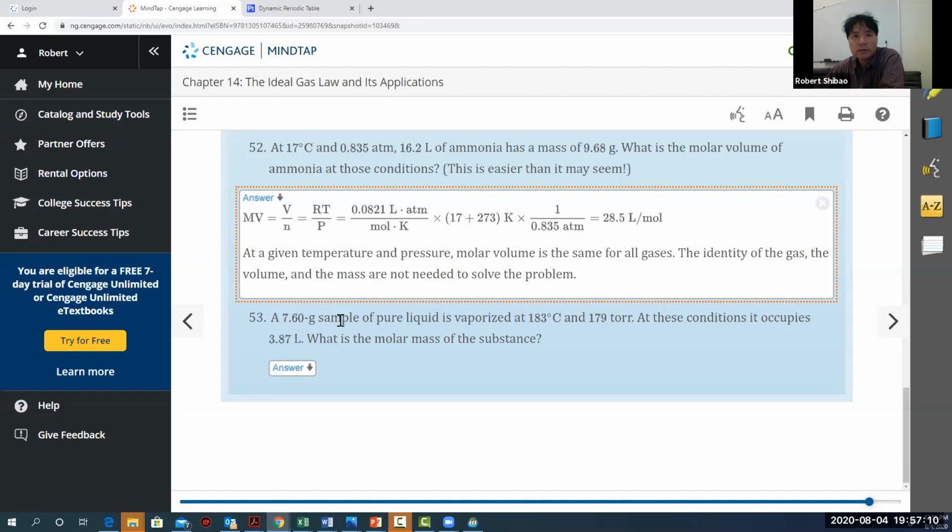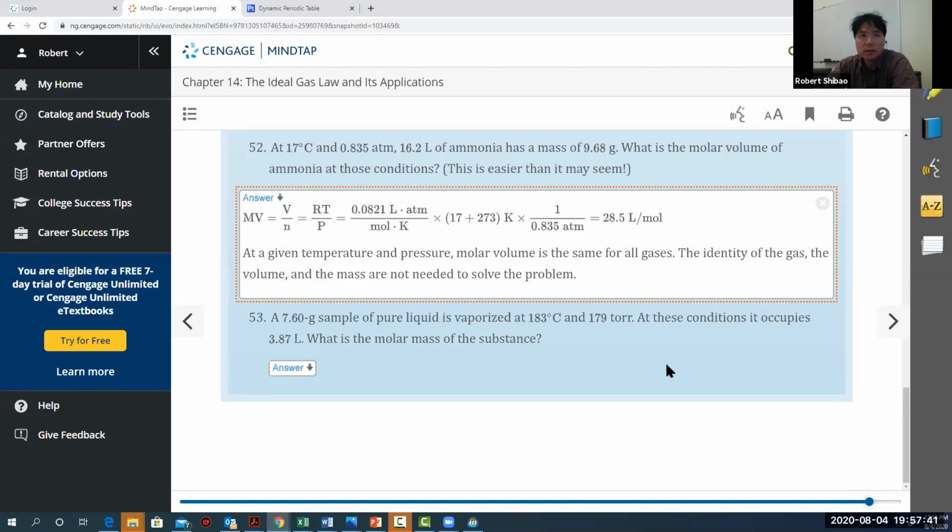53, a 7.60 gram sample of pure liquid is vaporized at 183 degrees C and 179 torr. At these conditions, it occupies 3.7887 liters. What is the molar mass of the substance? So there are two ways we can do this. We could do this using the molar volume and dimensional analysis if we want, or we could use the equation I derived earlier.